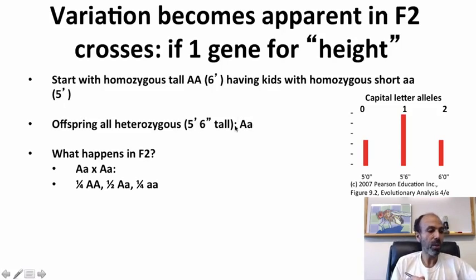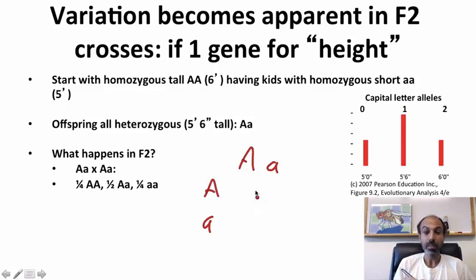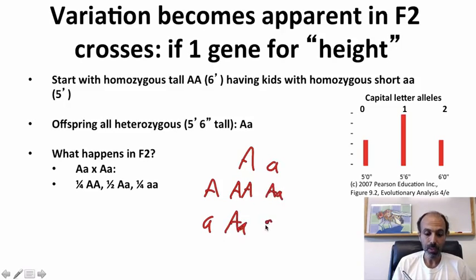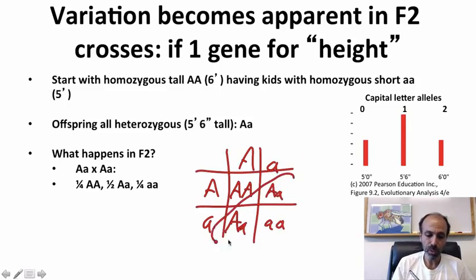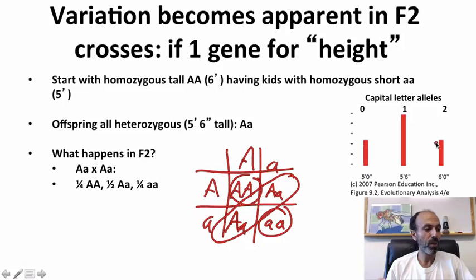So let's say we cross big A, little a to big A, little a. Well, we do our little Punnett square that we're very familiar with. And in the F2, we get 1/4 big A, big A, 1/2 big A, little a, and 1/4 little a, little a. There are 2 out of 4 ways to be big A, little a, 1 out of 4 to be little a, little a, and 1 out of 4 to be big A, big A. So you get something kind of like what we just saw. This is now from just one gene.